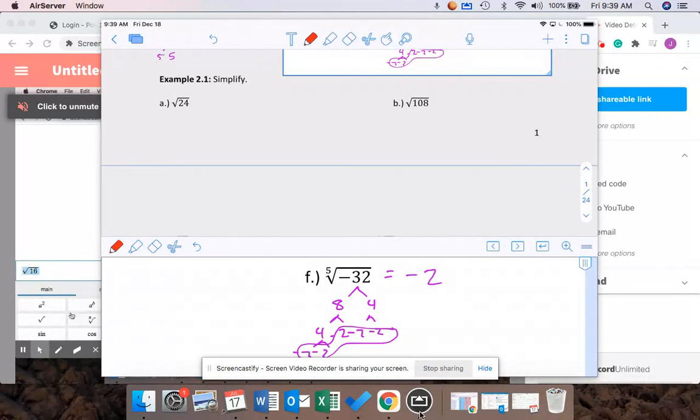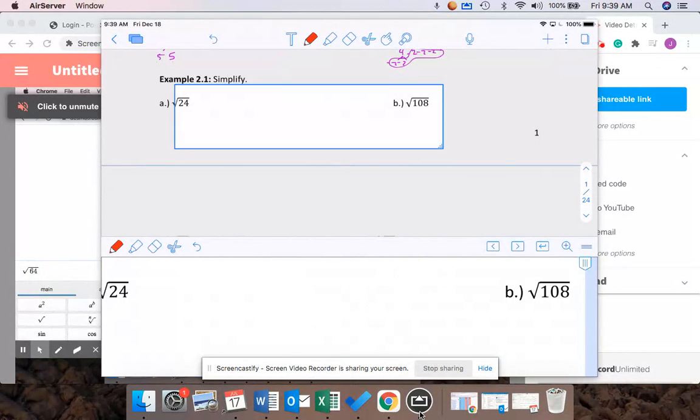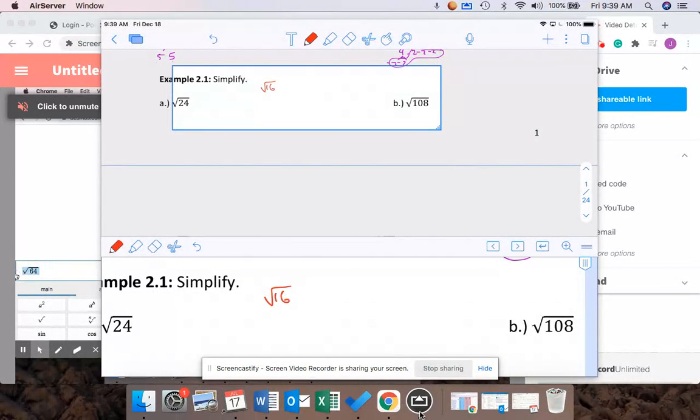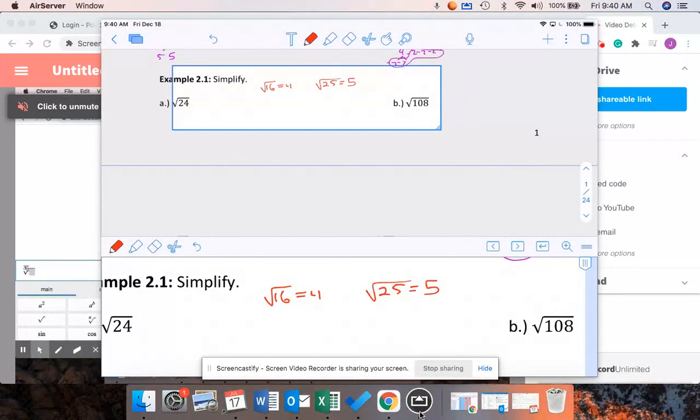If you think about it, the square root of 16 is 4. The square root of 25 is 5, right? But what about everything in between 16 and 25? Those are not going to end up being whole numbers. We've already mentioned in the last video that we don't want any decimals. No decimals at all. So how are we going to simplify this if it's not going to end up to a whole number?